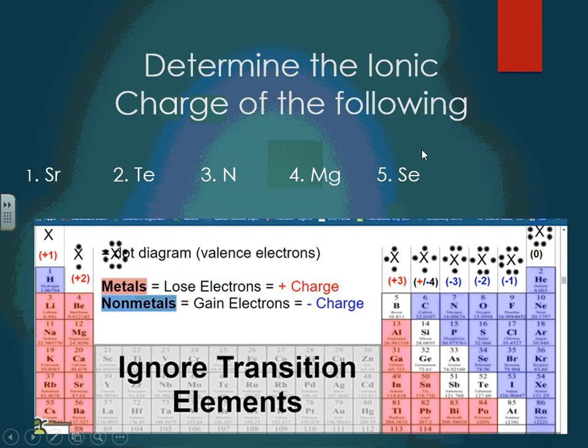And the last one, when we're looking for Se, we look on our periodic table. And when it comes down to selenium, we would also see that that one is in the -2 category right here. So that covers that one.